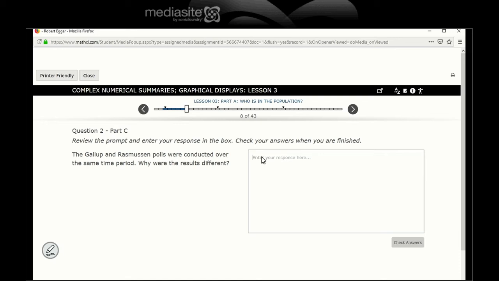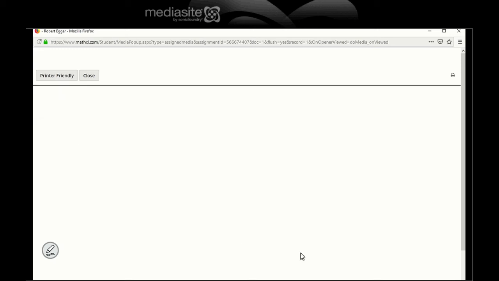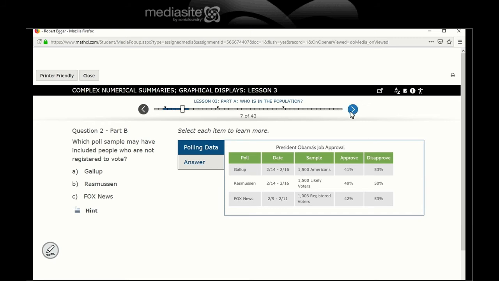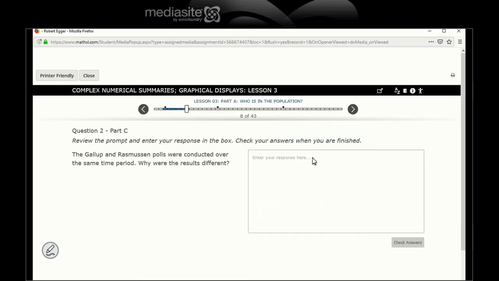There's one possible explanation. Gallup and Rasmussen drew samples of people from different populations or pools. Which one's which again? Gallup was Americans. Okay.